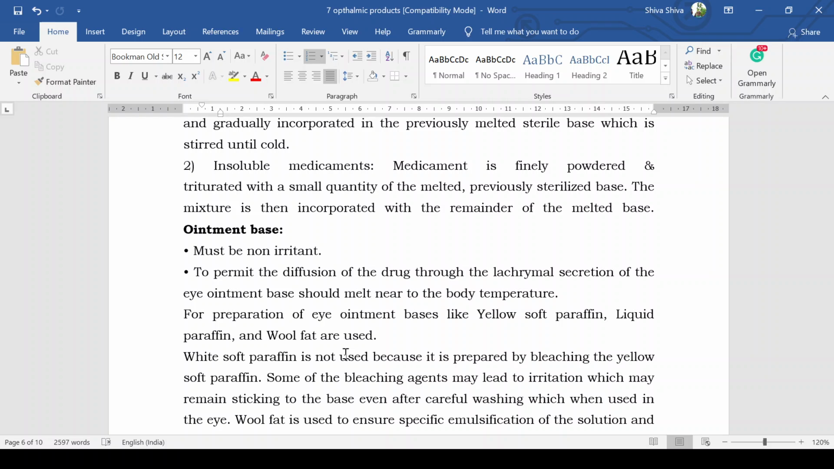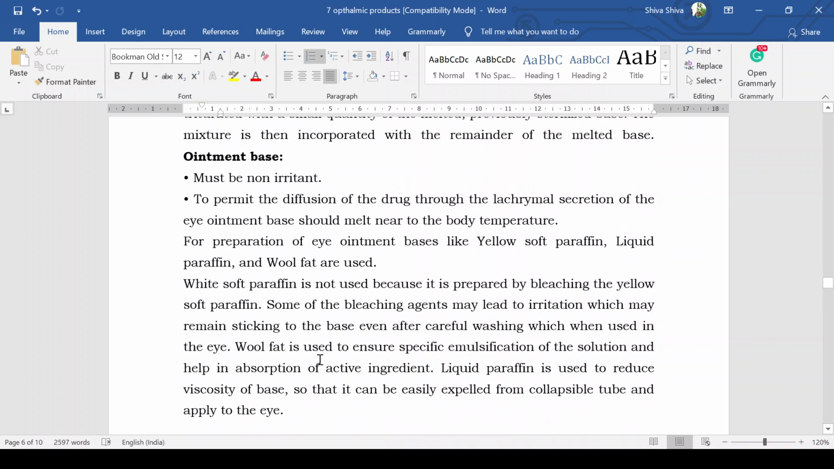White soft paraffin is not used because it is prepared by bleaching the yellow soft paraffin. So the bleaching process may cause irritation of the eye. Hence, generally yellow paraffin is used. Some of the bleaching agents may lead to irritation, and they may remain sticking to the base even after careful washing, which is a problem when used in the eye. So because of irritation, bleaching agents are avoided.